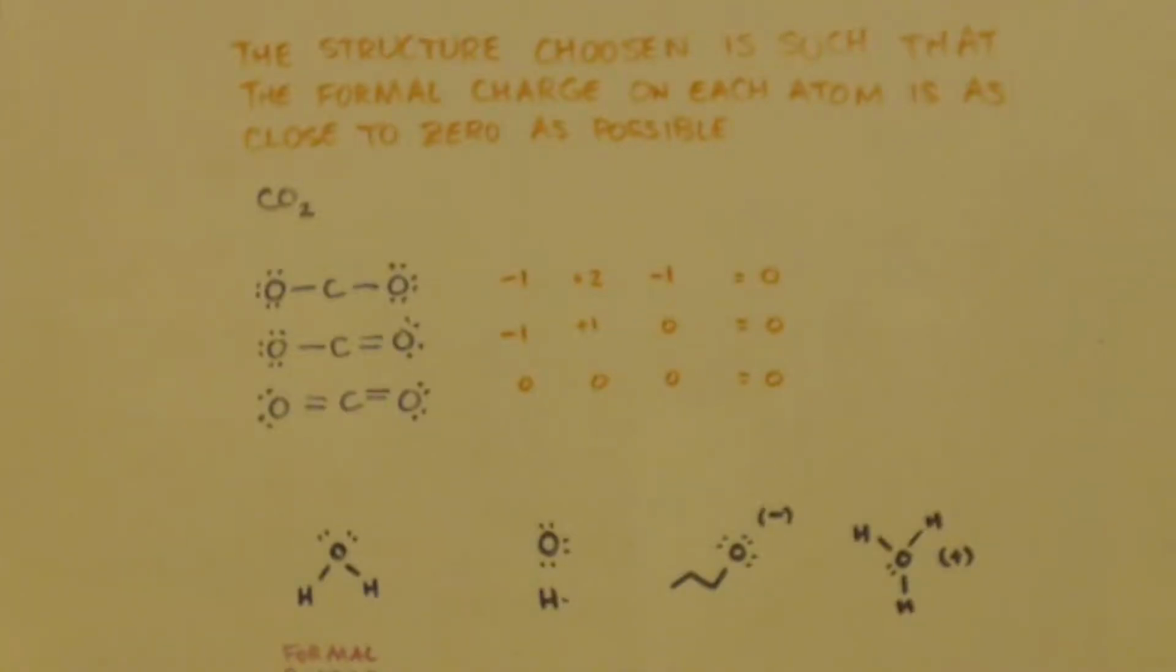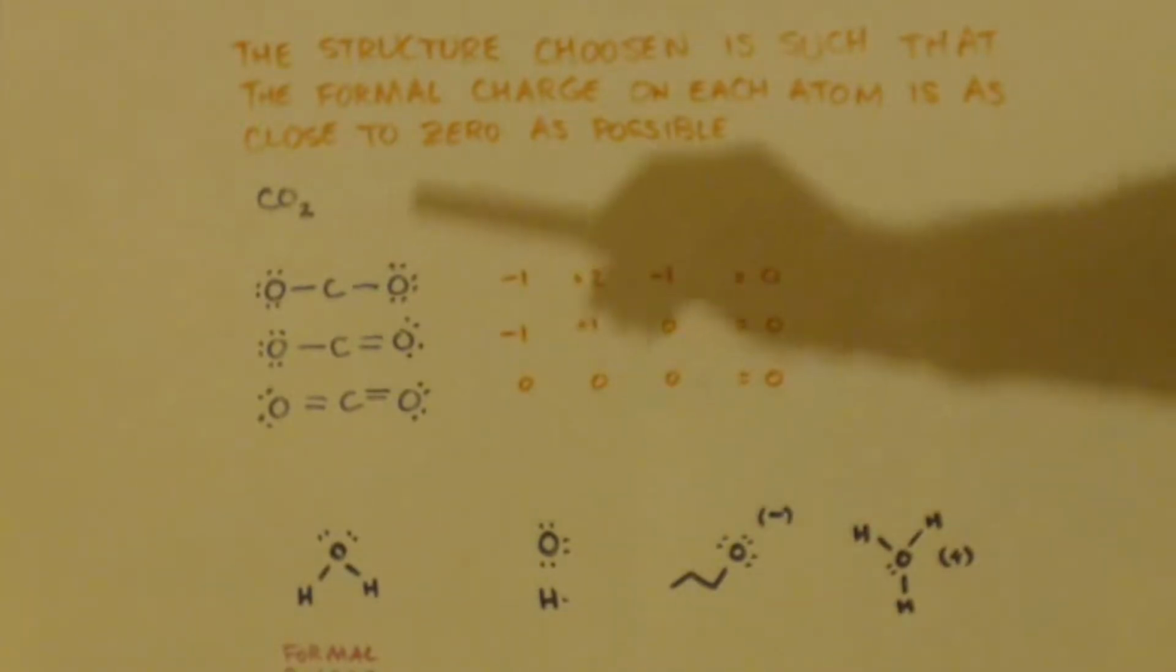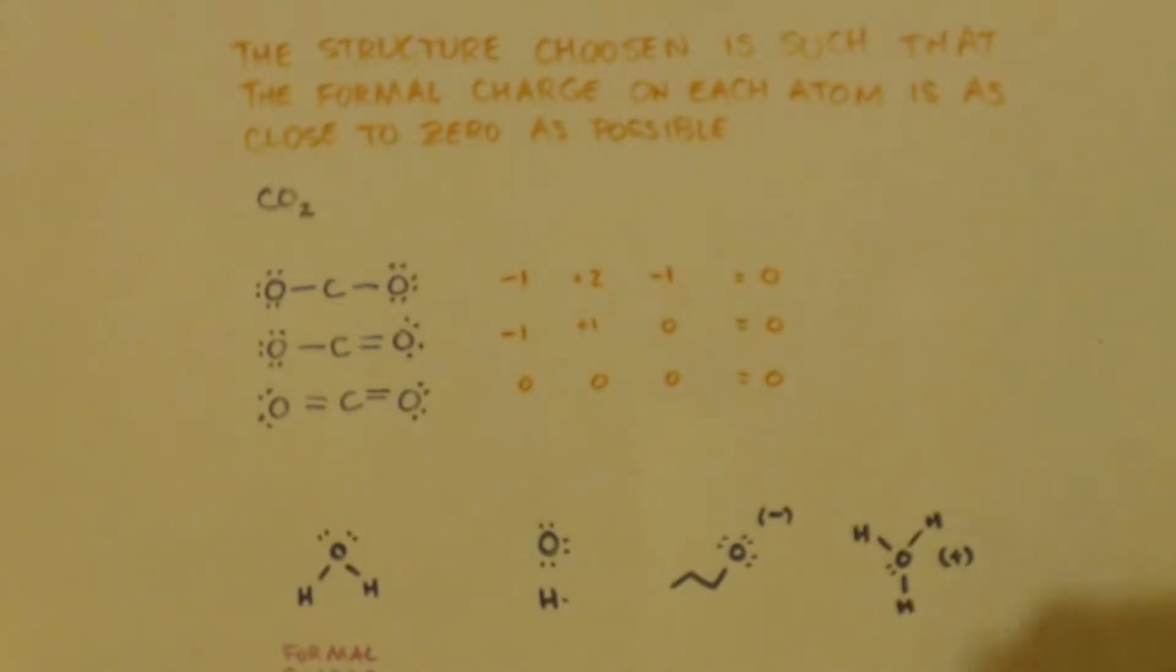You can use formal charge to figure out whether a structure of a molecule is correct or not. Because the structure chosen is such that the formal charge on each atom is as close to 0 as possible. And I'm going to give you an example. Let's say we're talking about CO2, right? You may know that it has 1 carbon and 2 oxygens, but you may not know how it's linked up.